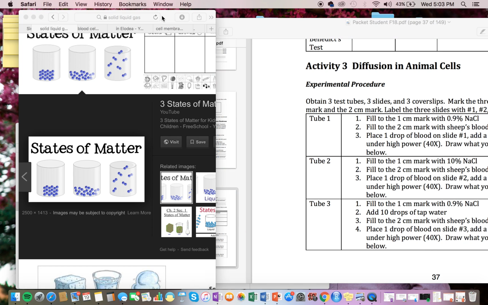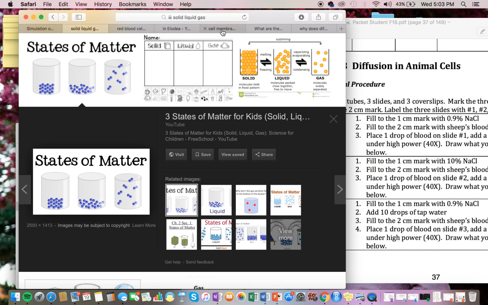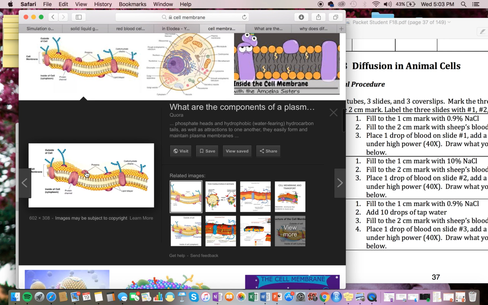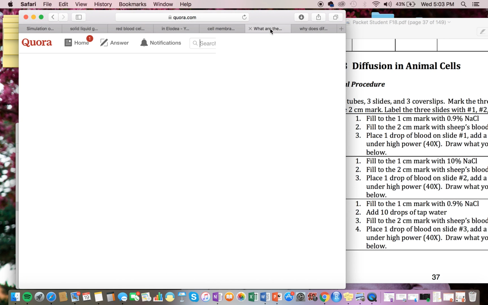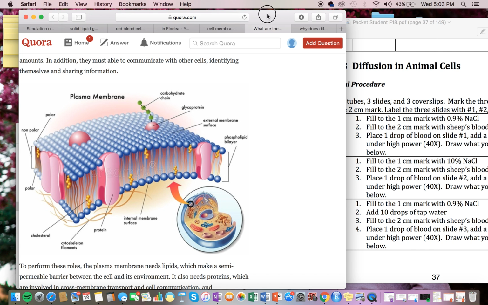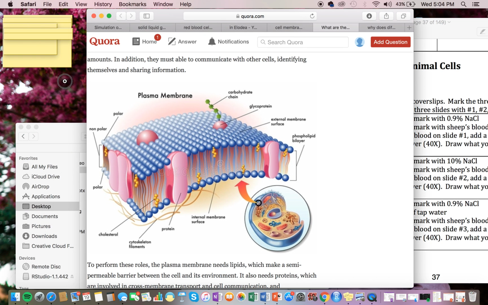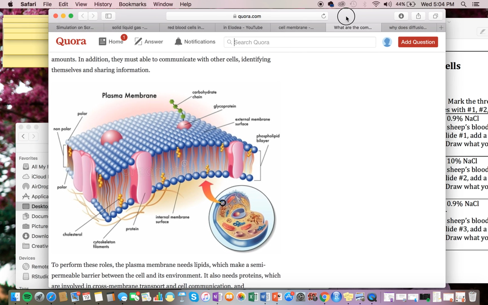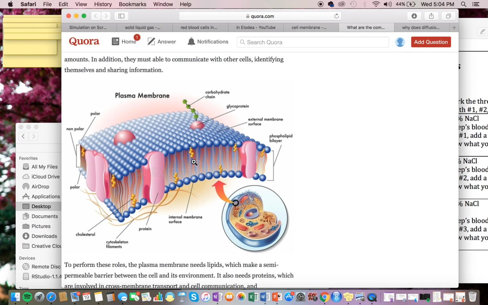Alright, let's go back to this plasma membrane because I forgot that's the last thing we need to talk about. Okay. So, alright, here is a picture of a plasma membrane. The only thing I want you guys to pay attention to, at least for this video, is the hydrophobic tails. See this hydrophobic layer? This is the phospholipid bilayer. This is the hydrophobic layer. These heads are the hydrophilic layer. Hydrophilic likes water. Hydrophobic does not like water.